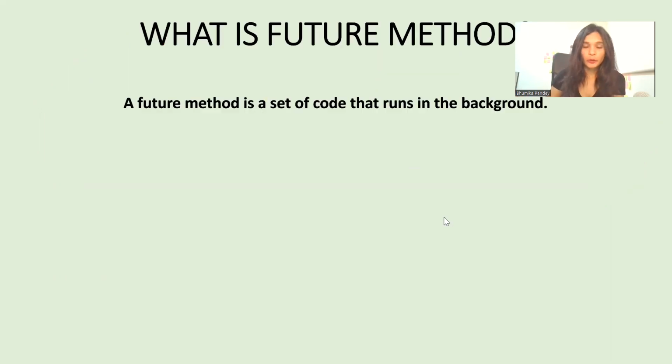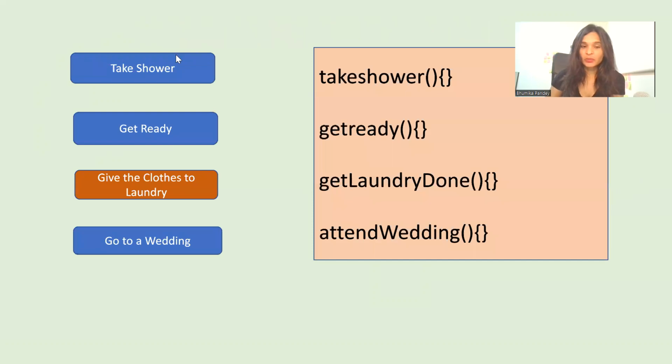All right. So the future method is basically a set of code that runs in the background. That's the most basic definition that I have over here, right? So let's just move ahead and understand with the example that I had taken in the previous session. The example, let me just show you, you'll remember this. So this was the sequence of activities that I wanted to do. The first one was to take a shower, get ready, go to a wedding. But then in between, I had some extra task, which was to go to the laundry to give the clothes.